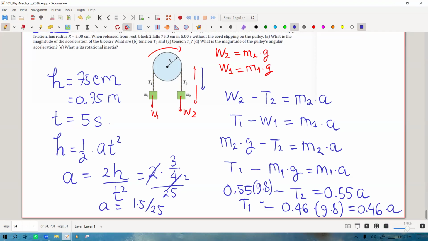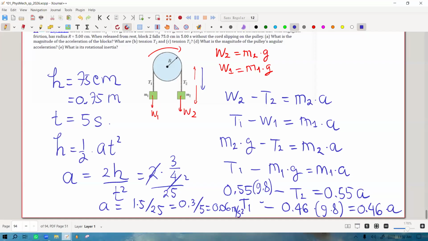So this is the acceleration. If I divide by 5, 0.3 divided by 5, 0.06. So it is 0.06 meters per second squared.